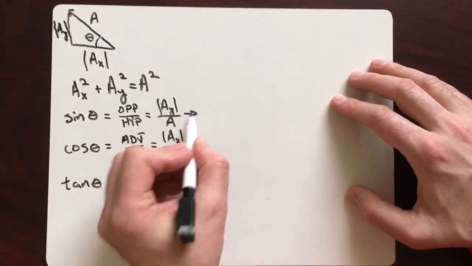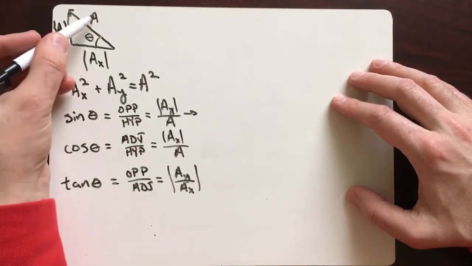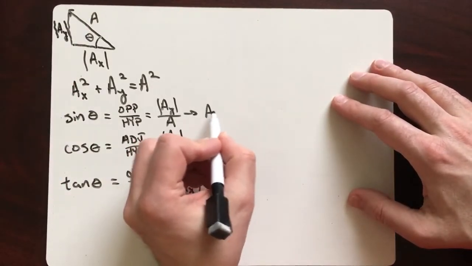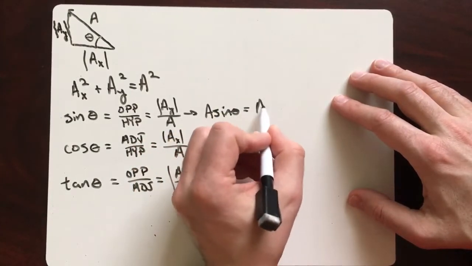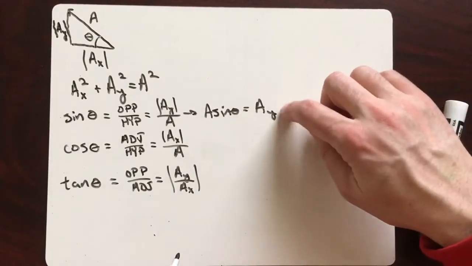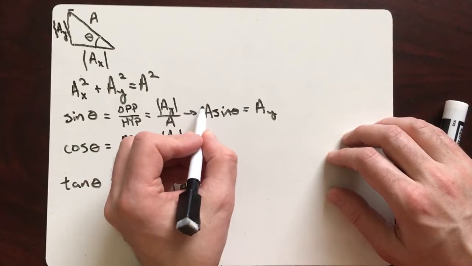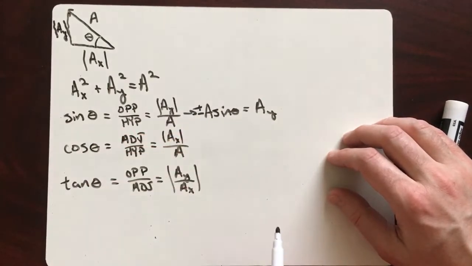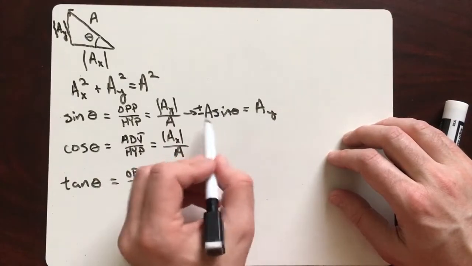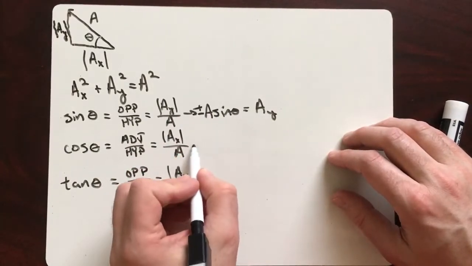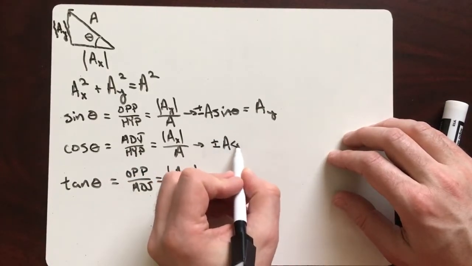I can solve this, for example, for the y component. Maybe I know the angle and I know the magnitude. So I can go a sine of theta, that's going to equal a sub y. Now notice I've removed the absolute value here. When I take the absolute value away, that means I have to put a plus or minus here. In other words, I have to choose whether the y component is positive or negative. And it would be the same thing down here when you solve for the x component.